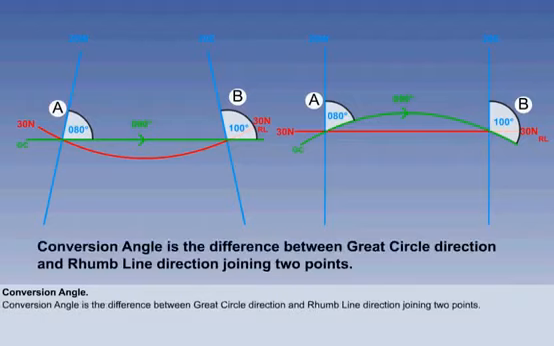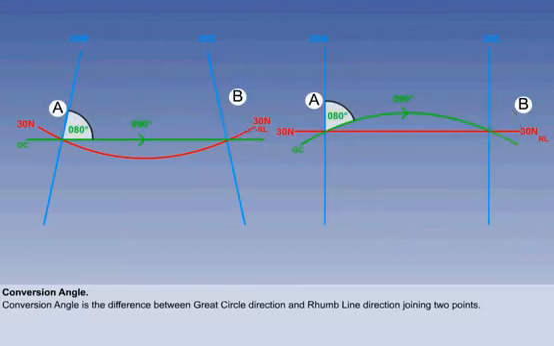The definition of conversion angle is the difference between great circle direction and rhumb line direction joining two points. So we can now calculate the conversion angle. At A, the great circle track angle is 080 degrees, whilst the rhumb line track is 090. The difference is 10 degrees. It is exactly half the value of convergency, which, if you remember, was 20 degrees in this example.